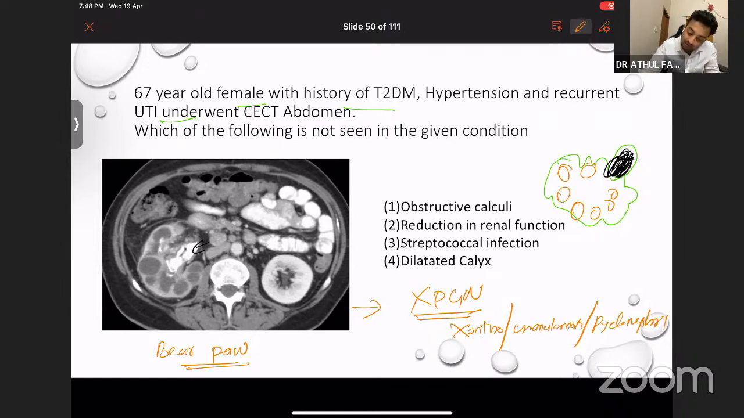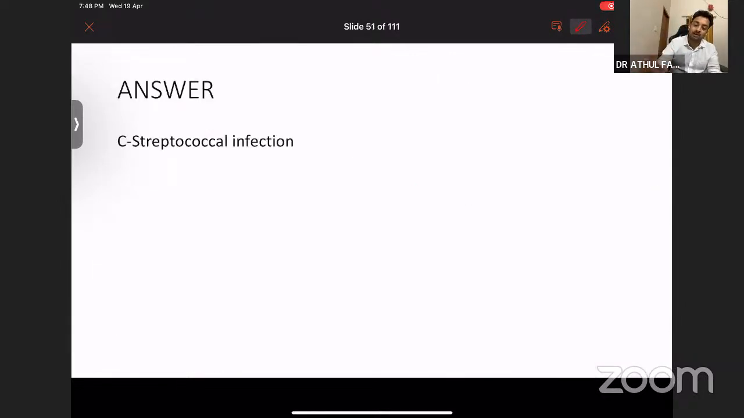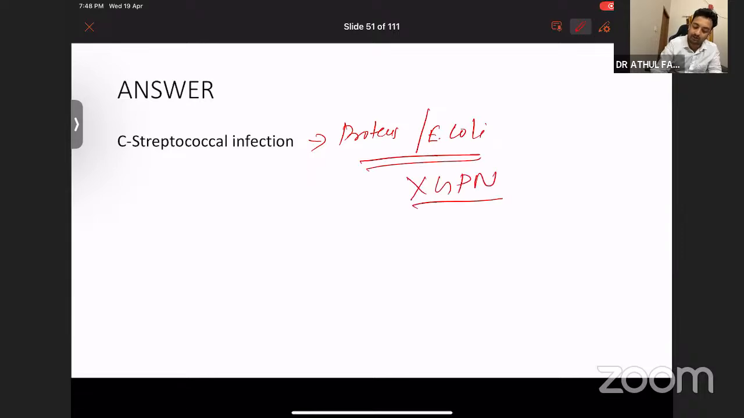What happens is, because of this stone, there will be chronic obstruction. So the calyces will start getting dilated. So there is an obstructive calculus, there will be dilated calyces, all correct. Because of the chronic obstruction, the renal function will come down. That is also correct. So the wrong option is only the streptococcal infection. Usually it is a gram-negative infection, either Proteus or E. coli. These are the common causes of infection in xanthogranulomatous pyelonephritis. And in pathology, there will be microscopic fat deposits in the kidney. That is why it is known as xantho, fat, xanthogranulomatous pyelonephritis.